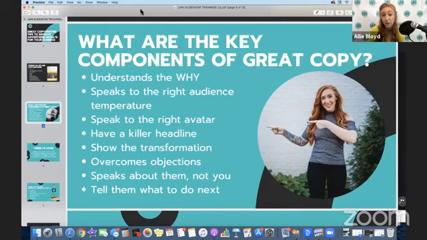You also want to show the transformation. Every single product or service offers a transformation, even if you don't realize it. And that's what people are buying for. That's the only reason people buy. It's either to give them something they don't yet have, or to rid them of something they currently have that they no longer want, or that they never wanted, such as a problem. So if you can showcase that transformation through your copy, you're going to see a lot more success.